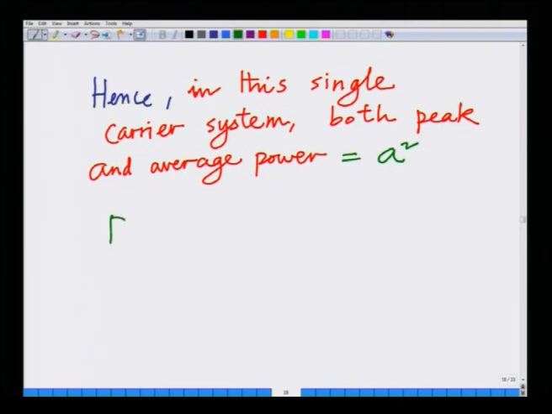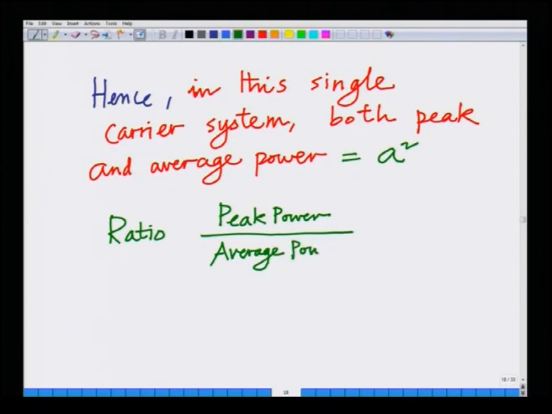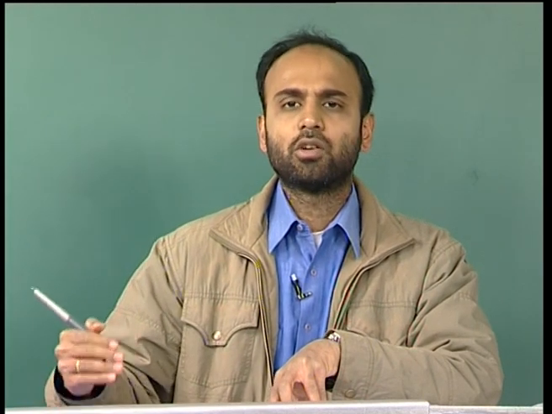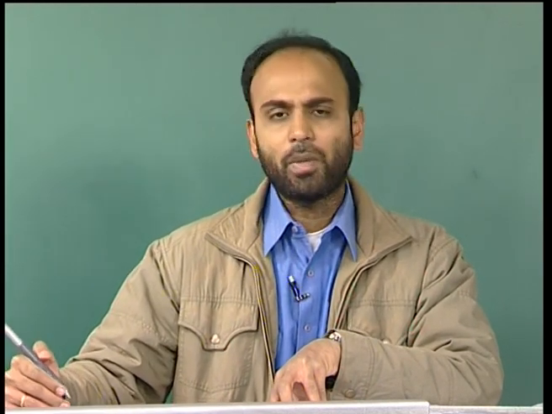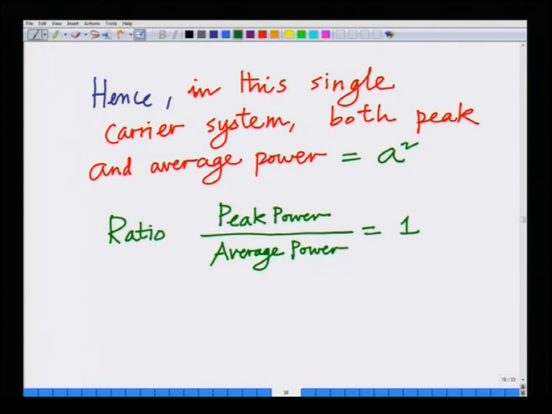Hence, the ratio of peak power to average power equals 1. In practice, it is not exactly 1, it is close to 1 because of pulse shaping and so on in the baseband, but for all practical purposes I can say the peak to average power in a single carrier system is close to 1, which you can write also in dB terms as 0 dB.